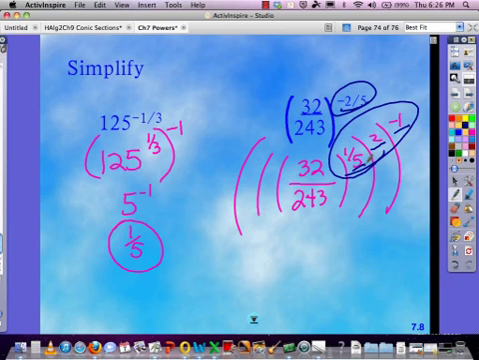So let's go. What is the 5th root of just the number 32? What number multiplies by itself 5 times to give you 32? Most of you would tell me 2. Do the same thing with the 243. What is that one number that multiplies by itself 5 times to give you 243?